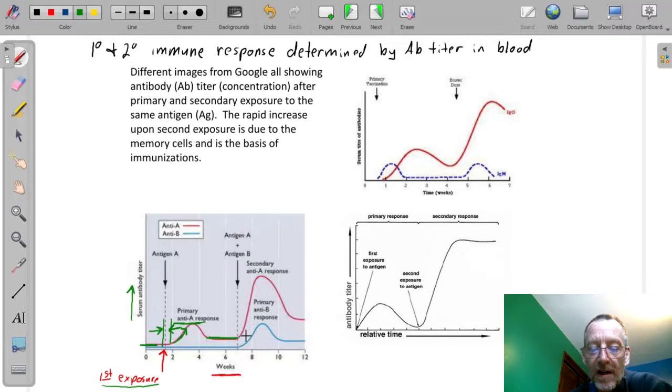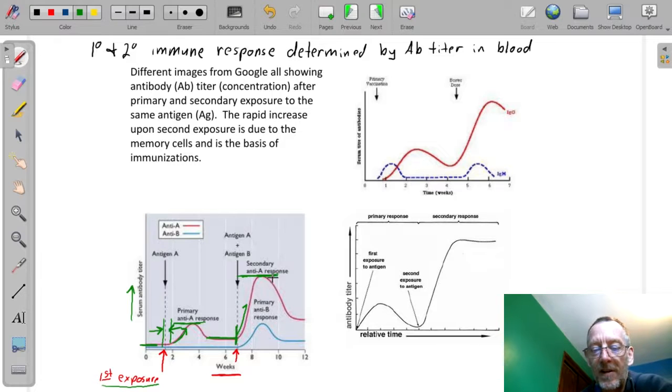Now, if we are exposed to the same antigen again later in time, about 7 weeks or so on this drawing, we have a secondary immune response. And now the reaction, the antibody increase, is much more rapid. We don't have that lag period in time because we have memory cells that are already present. There are now millions of cells with the same antigen receptor to recognize the same antigen, and that activates many plasma cells, and we have this very large increase in the antibody titer.